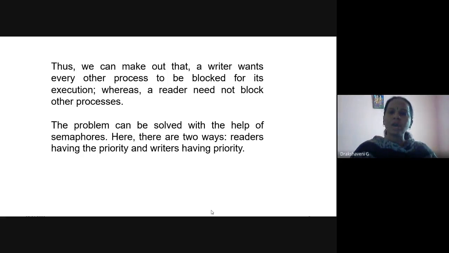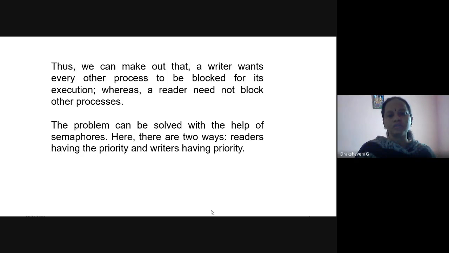Thus, we can make out that the writer wants every other process to be blocked during its execution. When you are doing some project, no other person should enter into your project and do something. It is similar to that. When you're writing, no other process should enter. That should be blocked. Whereas a reader need not block other processes. When I'm reading, it is okay and not required to block. That's what the reader and writer problem says to us.